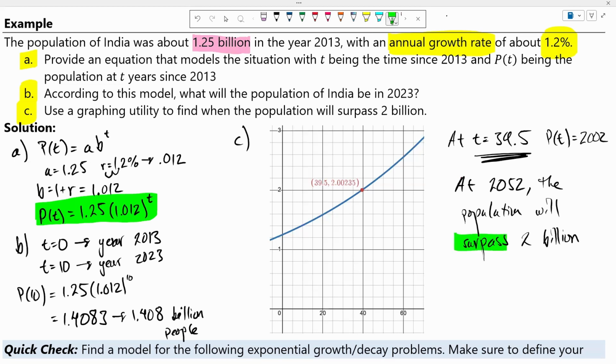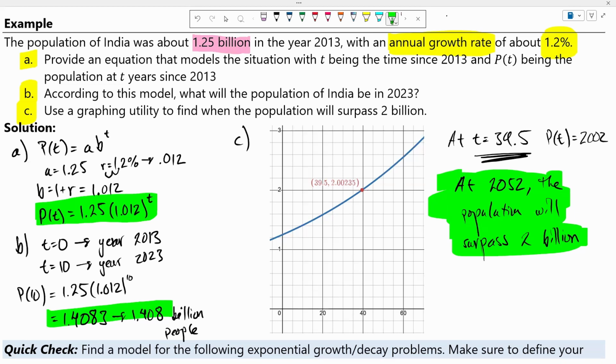There we are. And I should highlight my other thing too. This right here. Bam. Okay. We're getting somewhere. We're getting somewhere. All right.